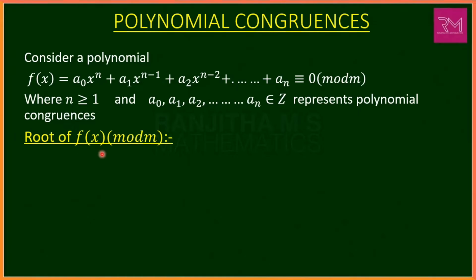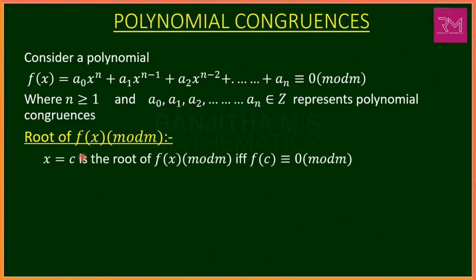Next, we have to find the root for the polynomial congruences under mod m. Here f(x) is a polynomial which is congruent to 0 mod m. We can simply write it as f(x) under mod m. So to find the root of f(x) under mod m, we have to find the constant value c. Therefore, x = c is the root of f(x) under modulo m if and only if f(c) is congruent to 0 mod m. Here they will give a polynomial congruence, and to find the solution or root of the polynomial congruence, we have to substitute the c value.